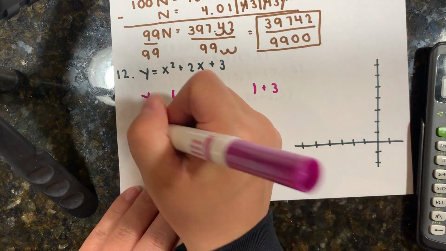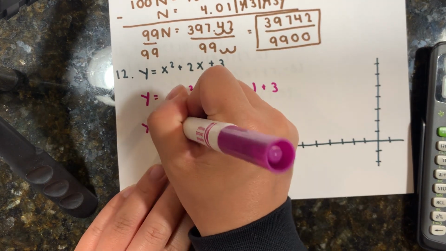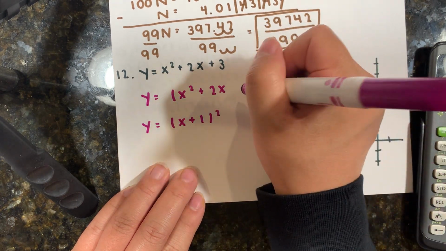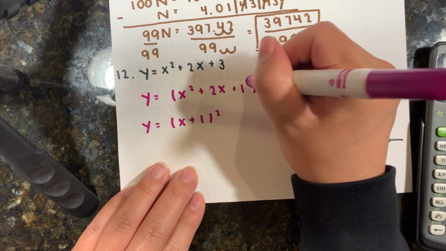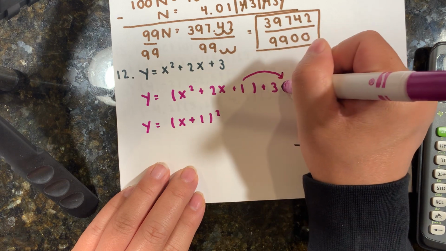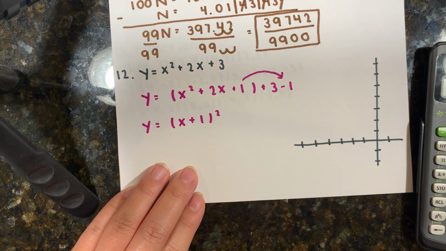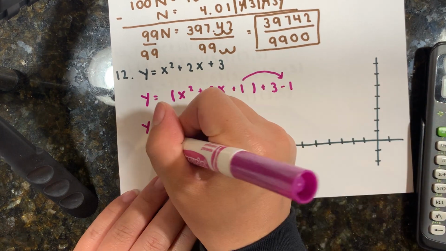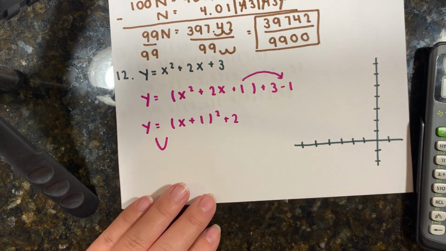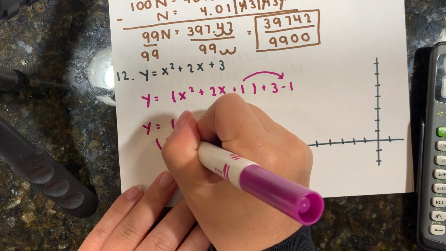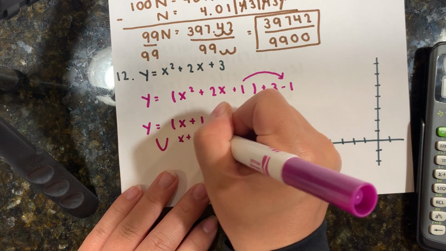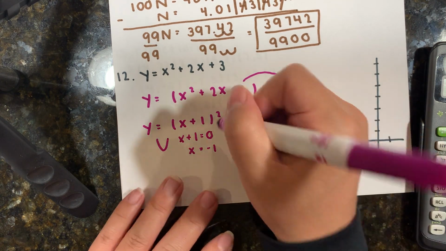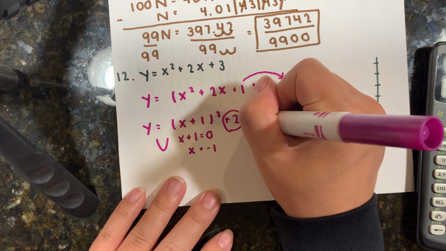Take half the term attached to x, which would be just x plus 1. When I square 1, I would add 1 to the top, and do the opposite to the outside, which would be subtract 1. Now this positive on the outside tells me that this parabola is going to face up. I'm going to set x plus 1 equal to 0, so x is equal to -1. And this right here is going to be my vertex.